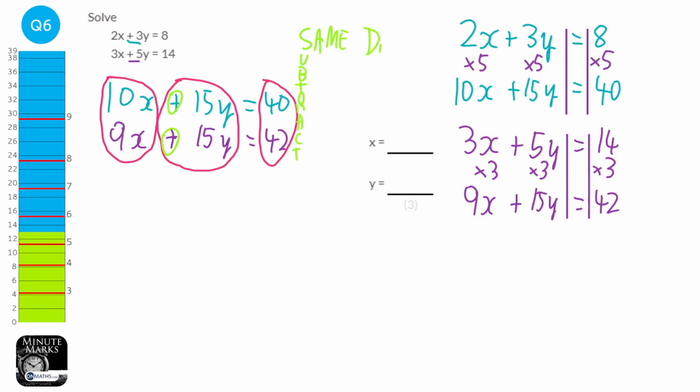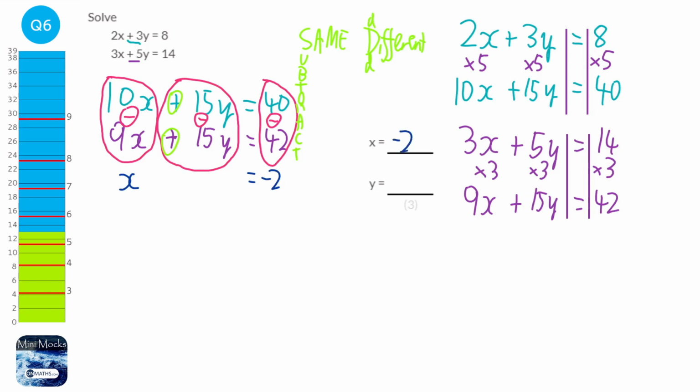If they are both different, we add. Now looking at them, they are both pluses, so they are the same, so we are going to subtract. And we don't just subtract these, we subtract all of them. So we're going to do 10x take away 9x, which is just x, 15y take away 15y, which is nothing, which is good, that's what we want, and 40 take away 42, which is going to be minus 2. So x is equal to minus 2.